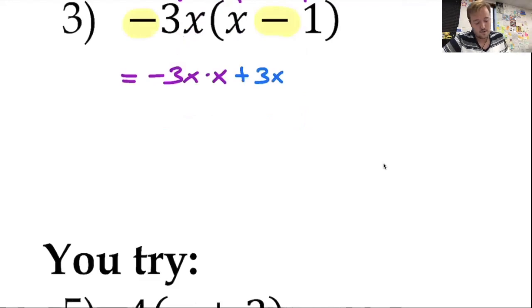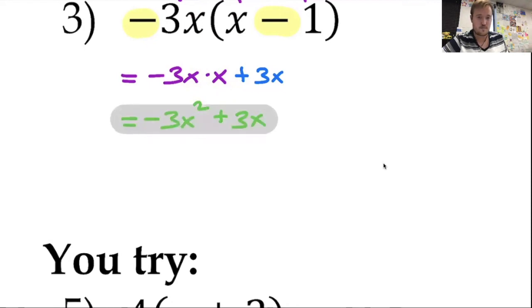So now I'm going to clean it up a little bit. So negative 3x times x. Whenever you're multiplying two variables together like this, the exponent is what's going to change. So I have negative 3x squared plus 3x. So this squared is going to come from writing this x twice. If I wrote it 3 times, it would be to the 3rd power, or cubed. If I wrote it 4 times, it'd be to the 4th power. If I wrote it 5 times, to the 5th power, so on and so on. So in this case, this would be our simplified expression right here.